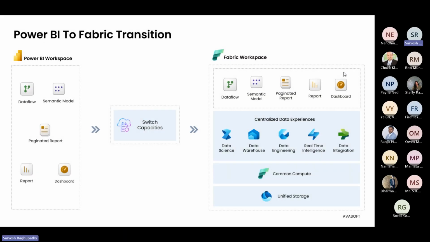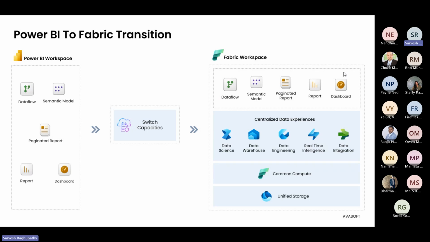Here's how a typical transition looks. A typical organization that has Power BI would typically use dataflows and semantic models for their transformations and processing, and then their reporting workloads would exist in their paginated reports, their reports and dashboards where they might have alerts configured and everything else.